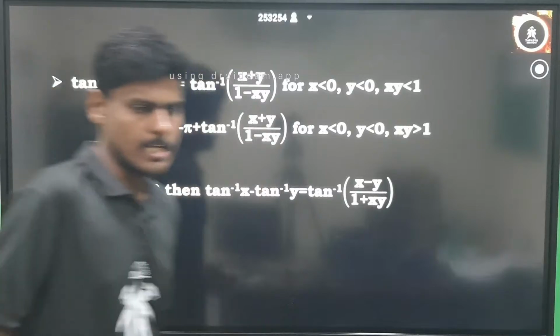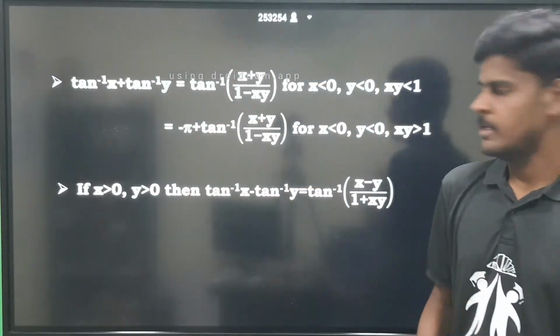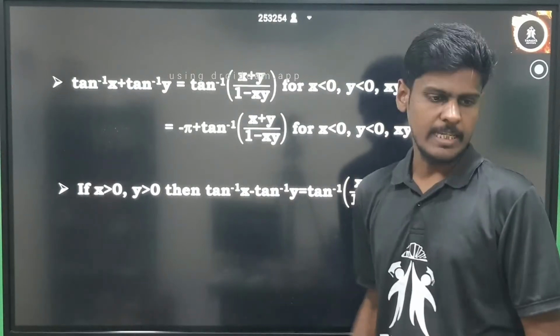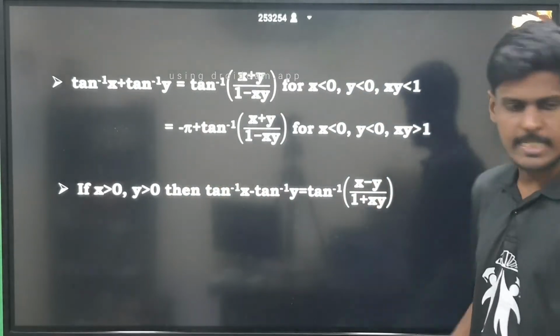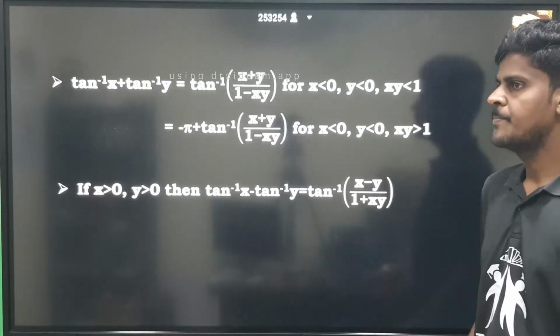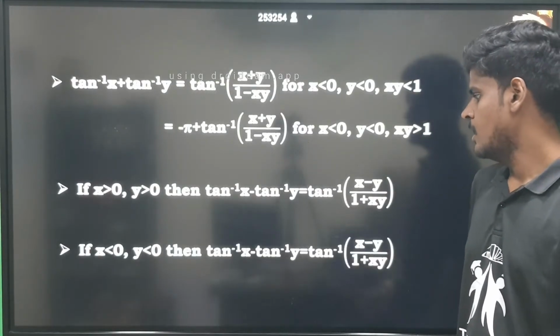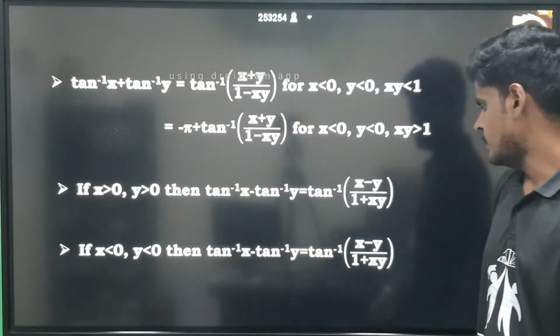And the next set of formulas is tan inverse x minus tan inverse y. That is a minus b. Tan a minus b is tan a minus tan b by 1 plus tan a tan b. That is x minus y by 1 plus xy, again when both are less than 0. Now this is the formula.